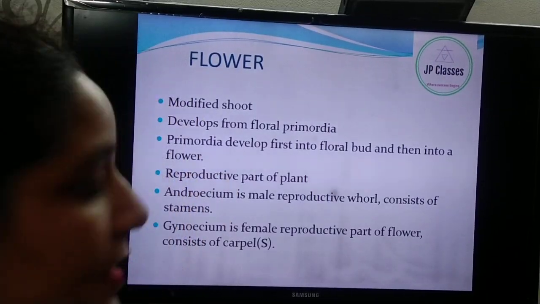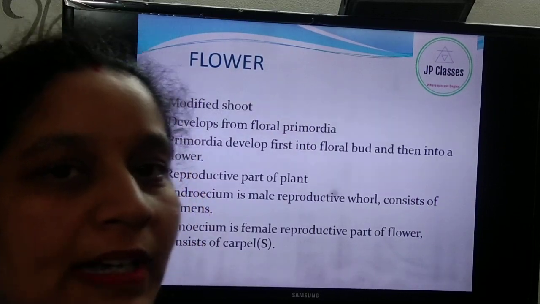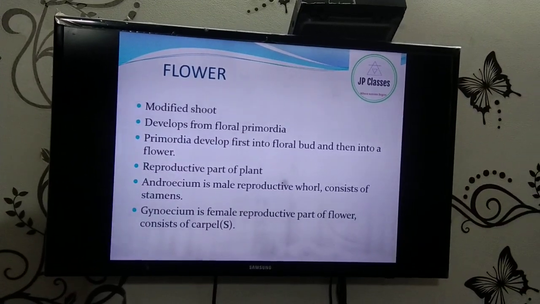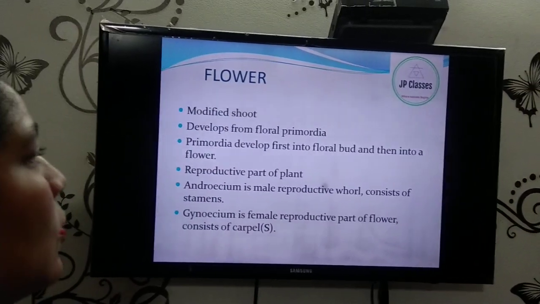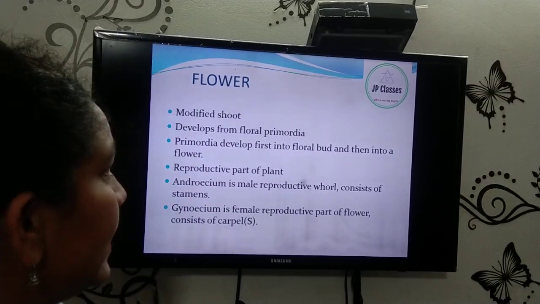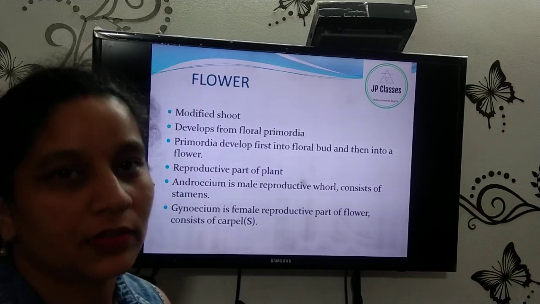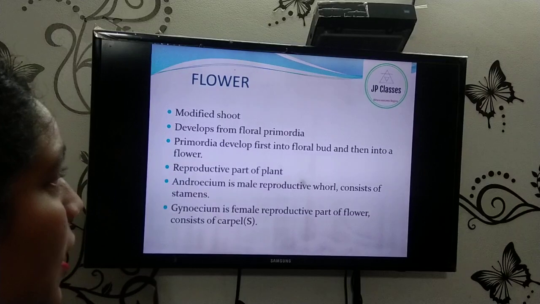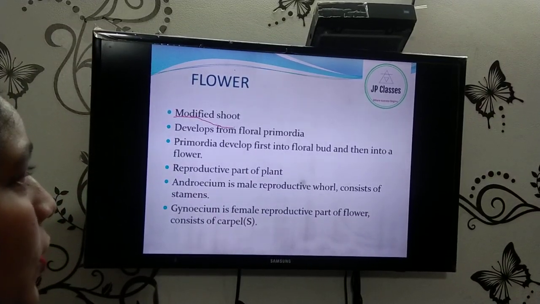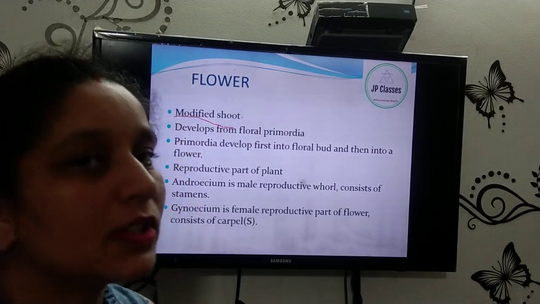Now moving to the next slide, that is a flower. I am going to give you a few short characteristics of a flower. So the first character is a flower is known as a modified shoot. What is shoot? Shoot is that part of the plant which is above the soil level.